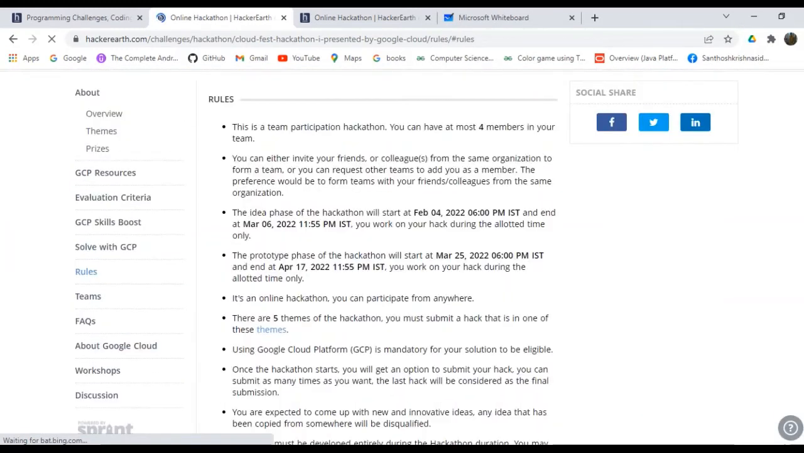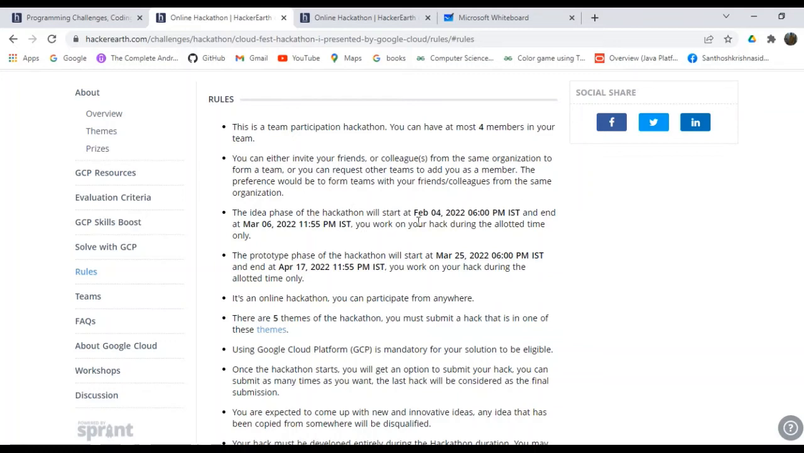Then coming to the rules, so this is a team participation hackathon. You must have at most 4 members in your team. So 1 member, 2 members, 3 members, 4 members are allowed. Then you can either invite your friends or colleagues from the same organization to form a team, or you can request other teams to add you as a member. So it is not mandatory to form a team from the same college. You can form a team with other college members also.